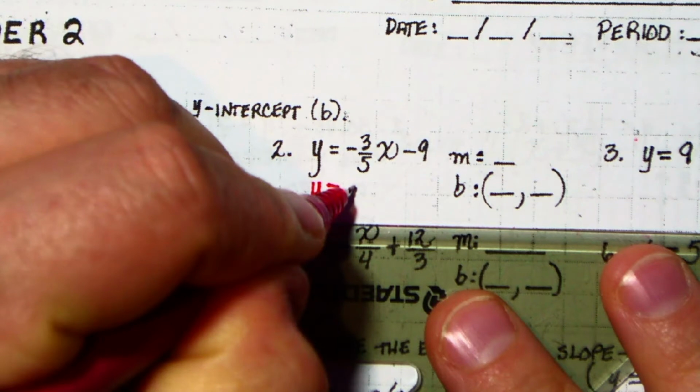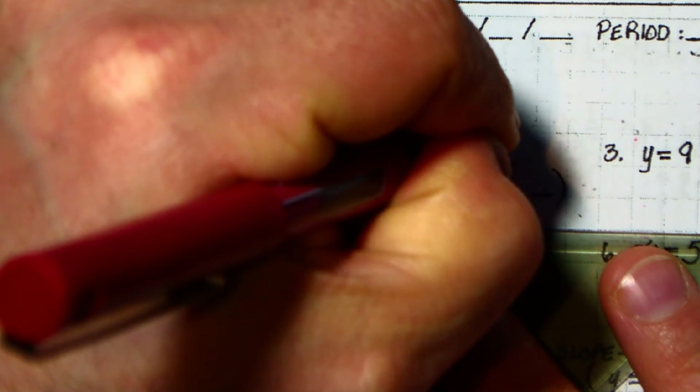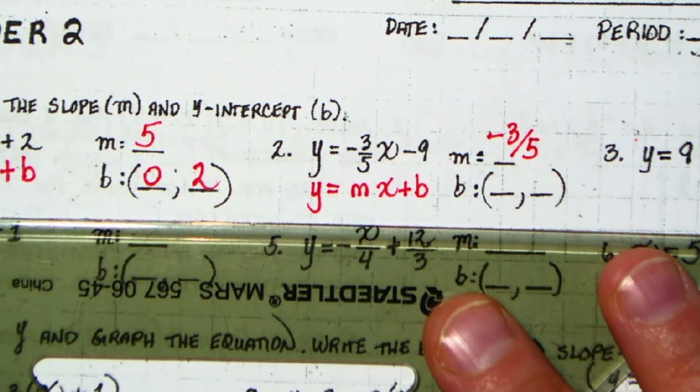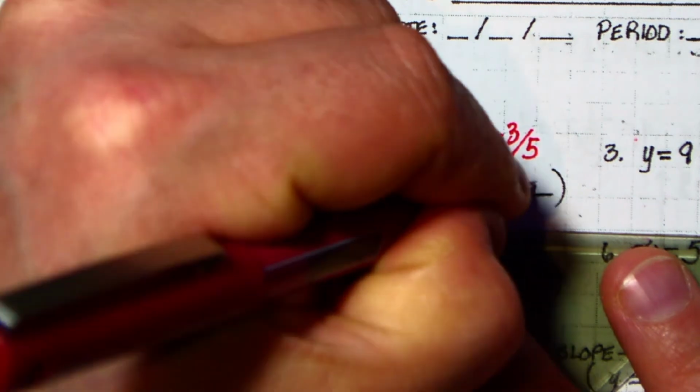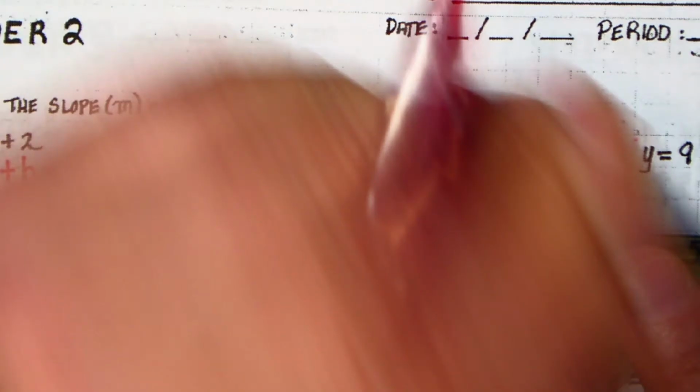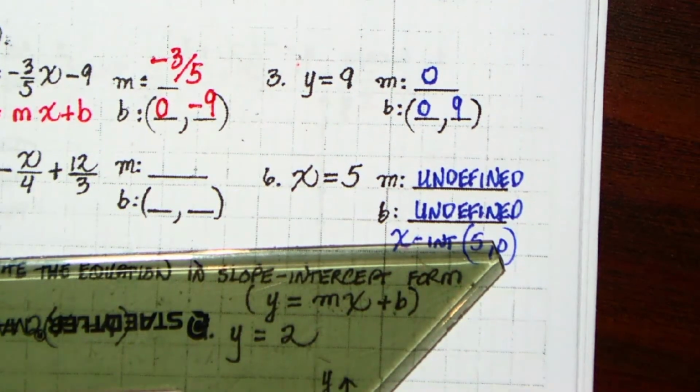Okay, b can be negative. In this case, it's negative. m is negative. What's m? Negative 3 over 5. Very good. And what's b? 0, negative 9. Good job.